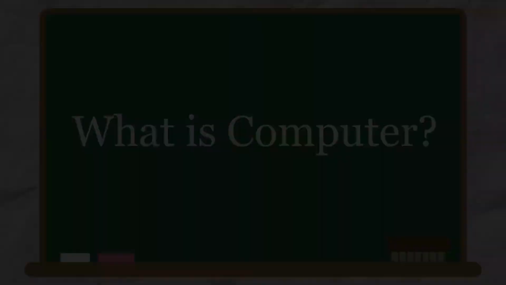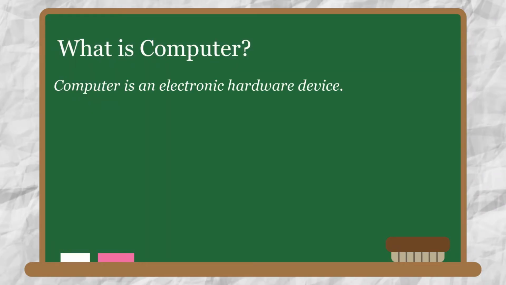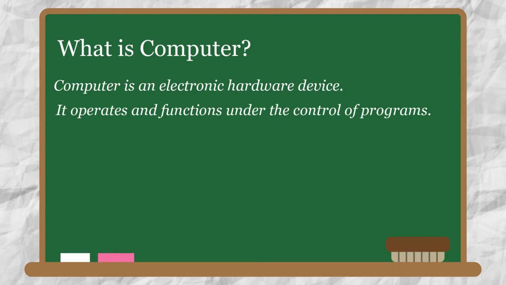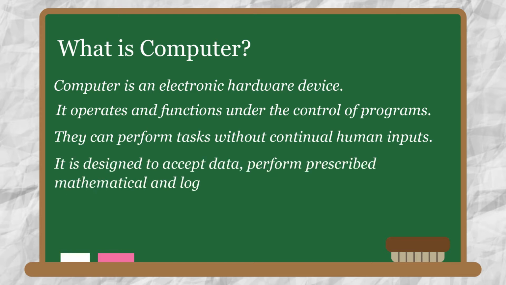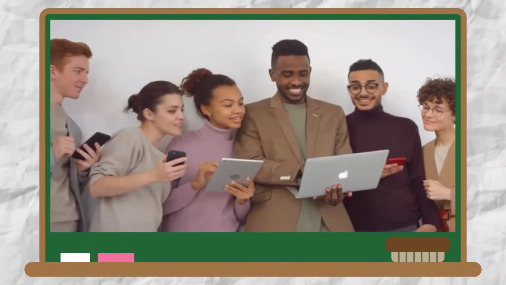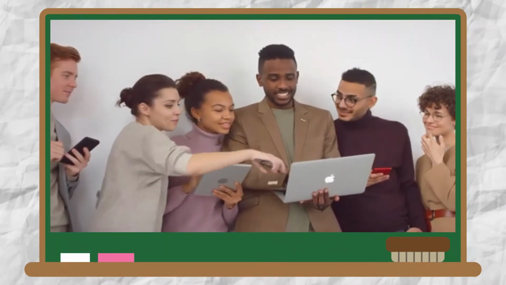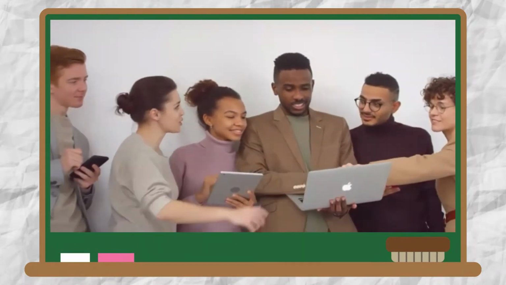What is a computer? A computer is an electronic hardware device that operates and functions under the control of instructions called a program that is stored in its memory. This means that they can perform certain tasks without continual human input. It is designed to accept data, perform prescribed mathematical and logical operations at high speed, and display the results of these operations. Now, the word computer refers to the devices that we use to interact, work, and play.